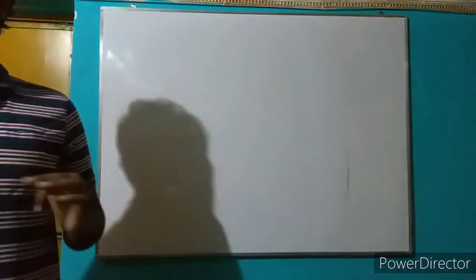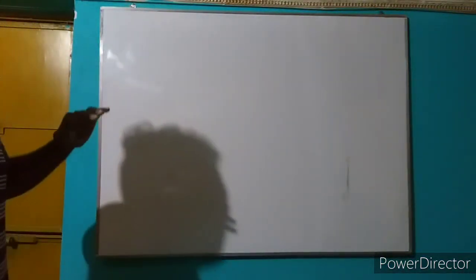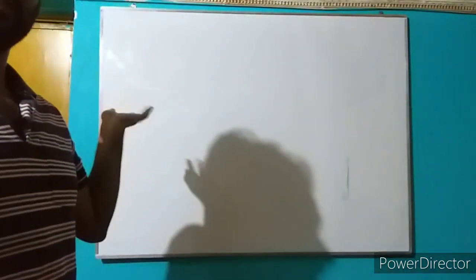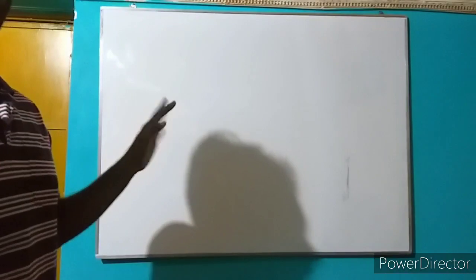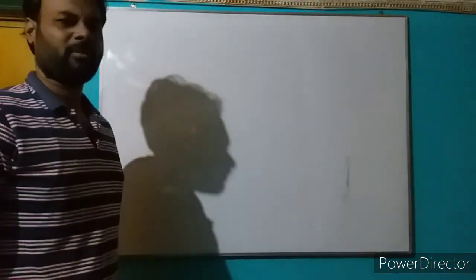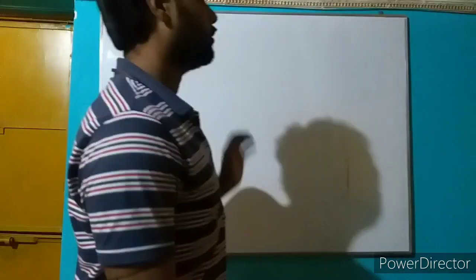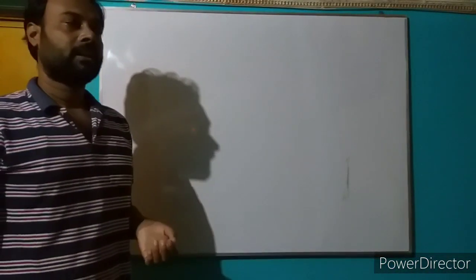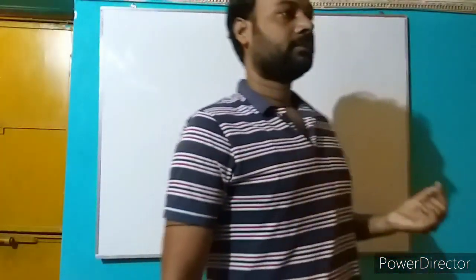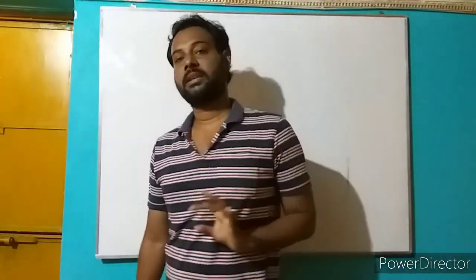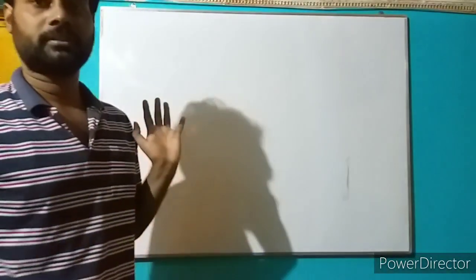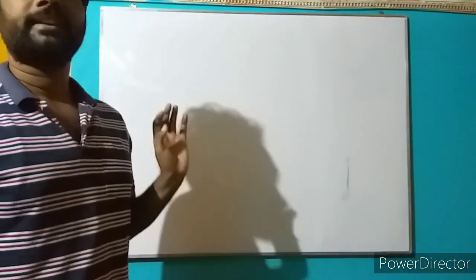You know, electrical resistance I have discussed already in lecture number 4 or 5. So here, what does electrical resistance mean? Electrical resistance is the net opposition offered by the conductor whenever the current flows through that circuit. Okay, that is called electrical resistance.